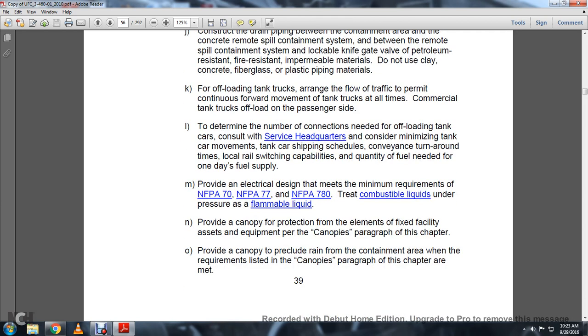Provide an electrical design that meets the minimum requirements of NFPA 70, 77, and 780. Test the combustible liquids under the pressure of flammable liquid. Provide a canopy for protection from the elements of the fixed facility assets, equipment for the canopies, paragraph of this chapter. Provide a canopy to preclude rain in the containment area when the requirements listed in the canopies paragraph of the chapter are met.